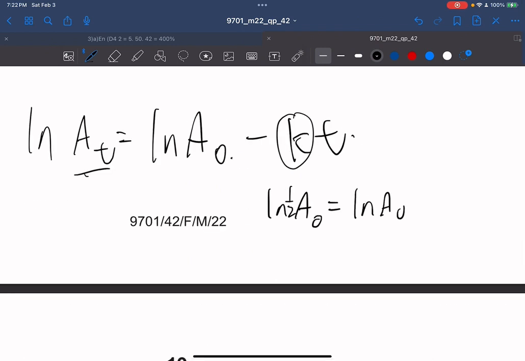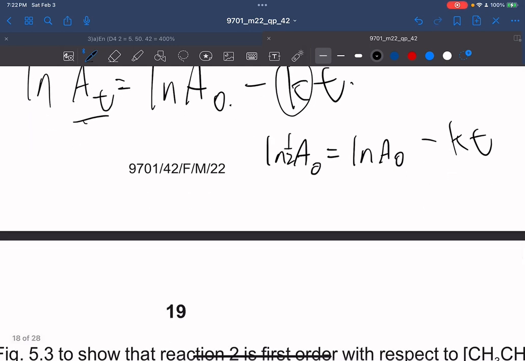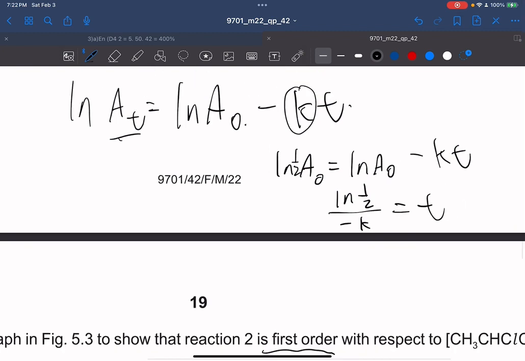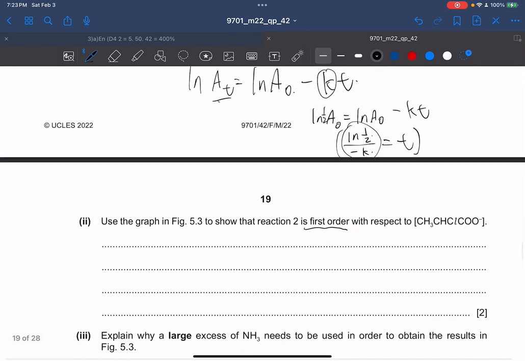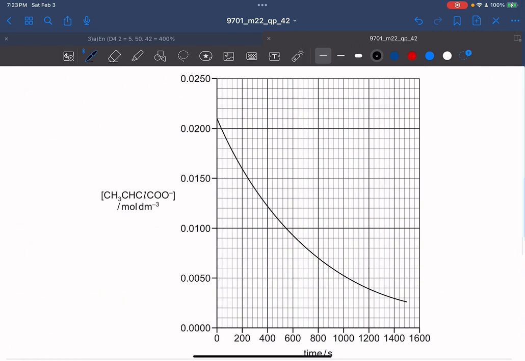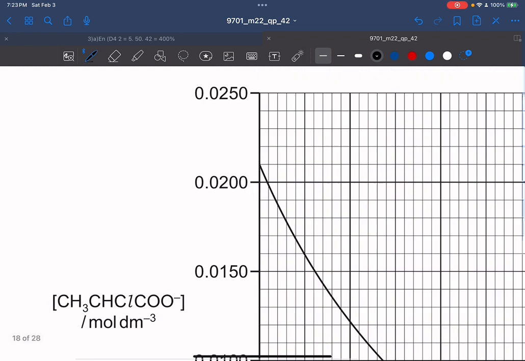So basically, this is our half-life time. So this is all of it as a constant. Ln half is a constant, minus k is also a constant. So our half-life is constant for our first order reaction. So we just have to prove that. It's easy.